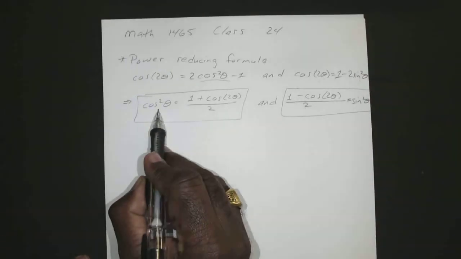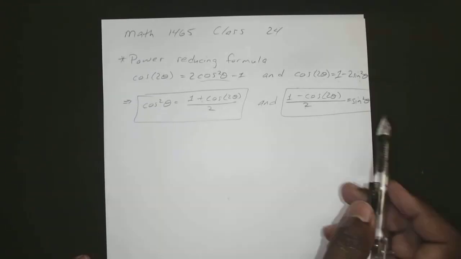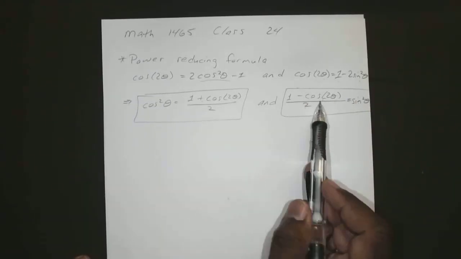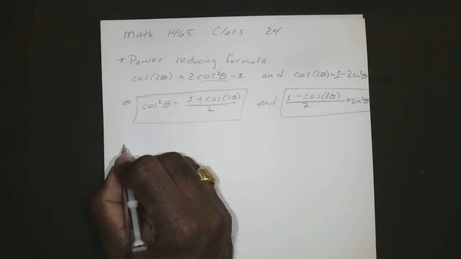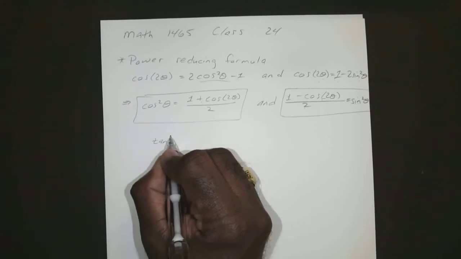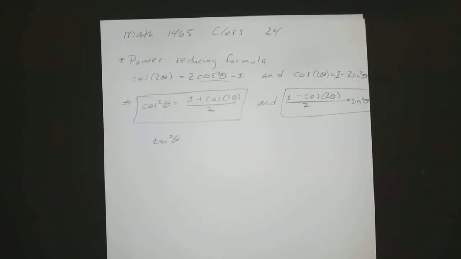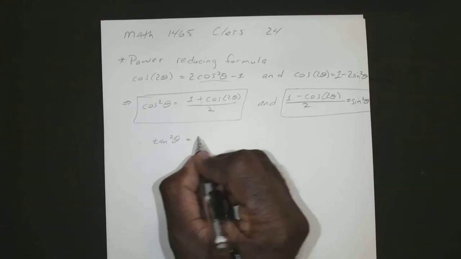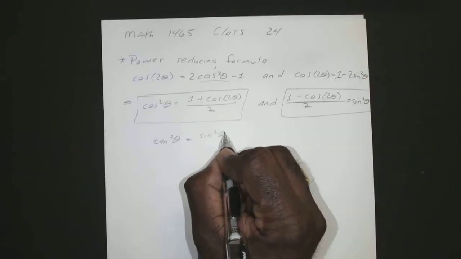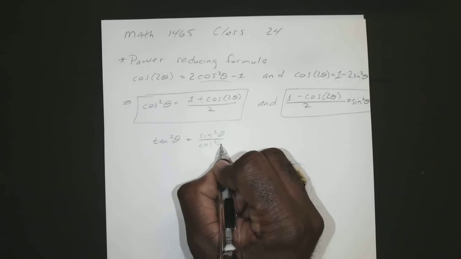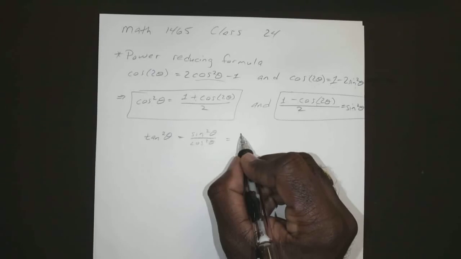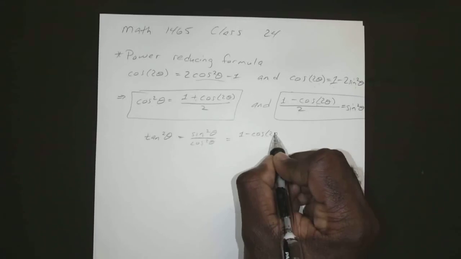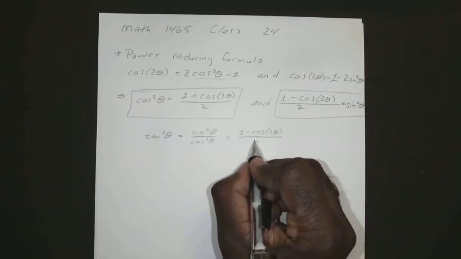Okay, so remember, whenever you have cosine squared, that's going to be 1 plus cosine. When you have sine squared, it's going to be 1 minus cosine. Everything else is exactly the same. And if you have tangent squared, remember that's sine squared divided by cosine squared, which is equal to your sine squared, 1 minus cosine 2 theta over 2.